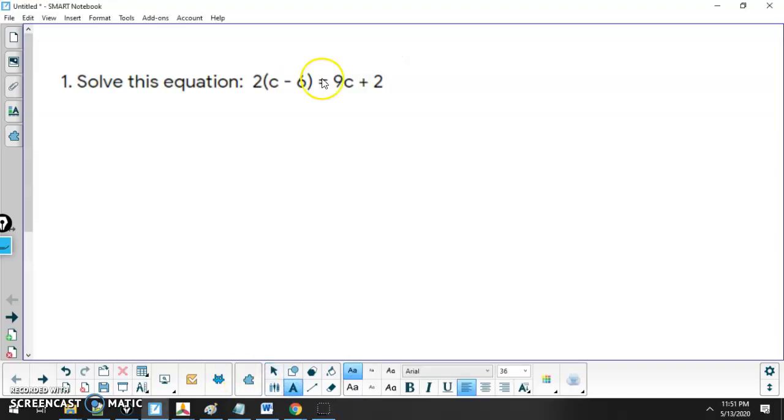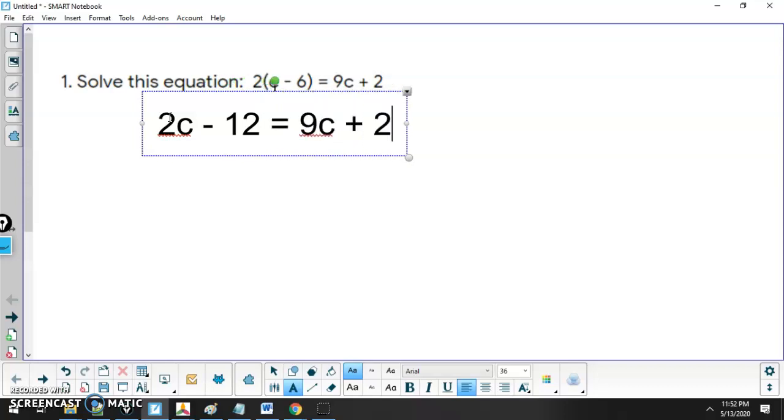We're going to solve these equations. The very first thing you want to do is distribute, if you can, on almost every one of these questions. So you have 2 times c and 2 times 6, and that's how you get 12. You have 9c plus 2.